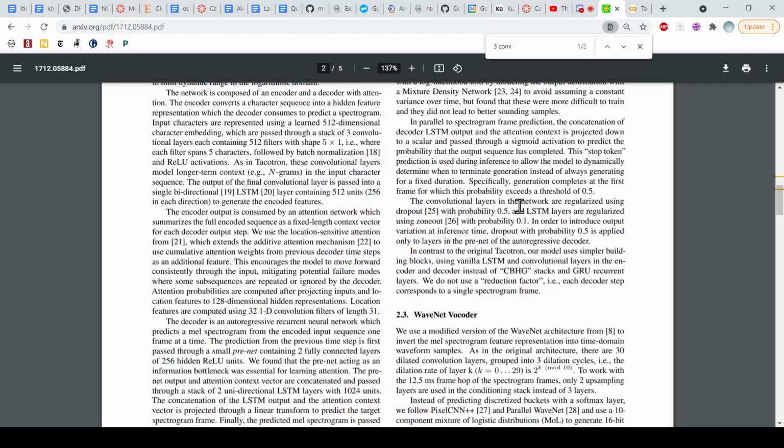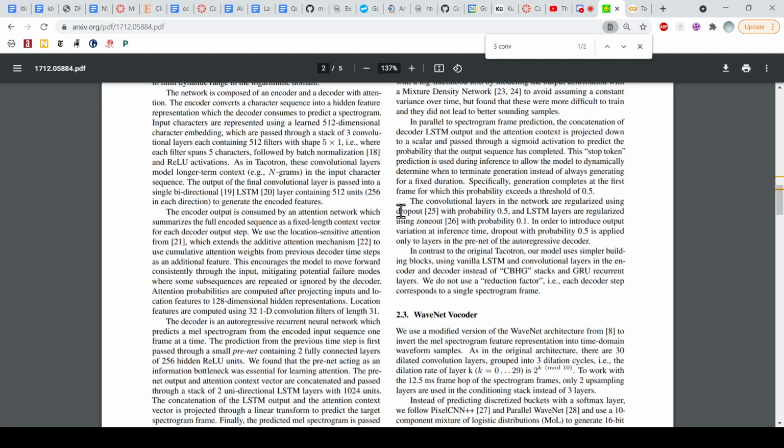The encoder output is consumed by an attention network, which summarizes the full encoded sequence in a fixed-length context vector for each decoder output step. We use the location-sensitive attention, which extends the additive attention mechanism to use cumulative attention weights from previous decoder time steps as an additional feature. This encourages the model to move forward consistently through the input, mitigating potential failure modes where some subsequences are repeated or ignored by the decoder.